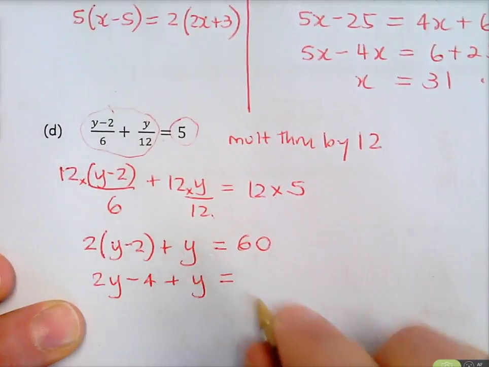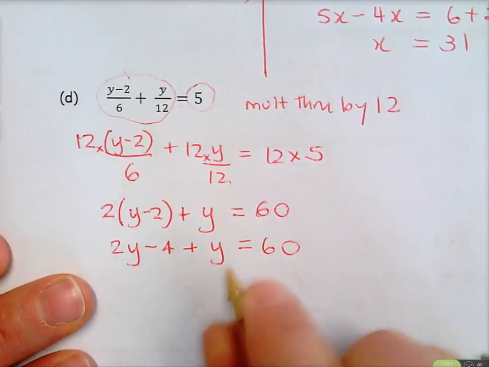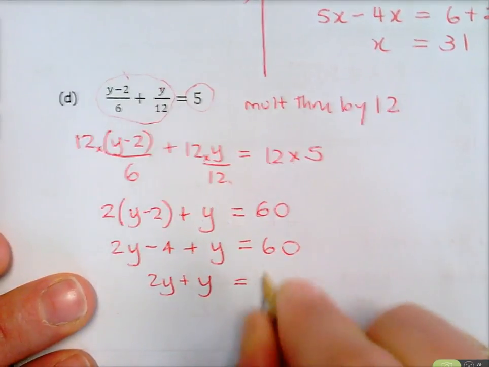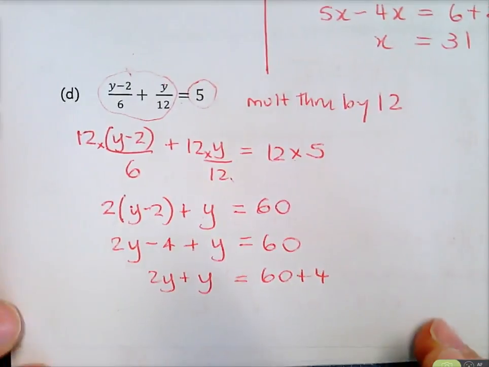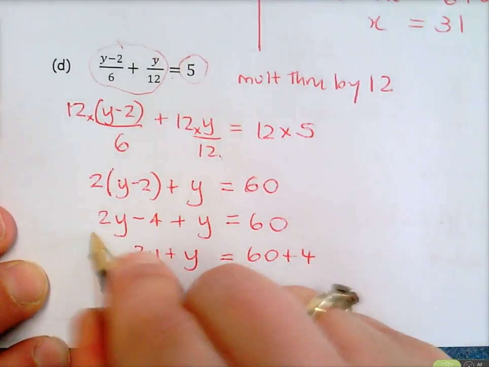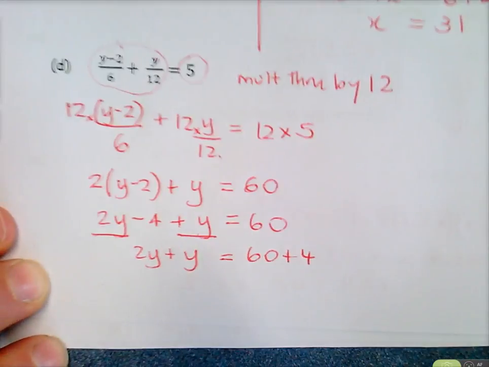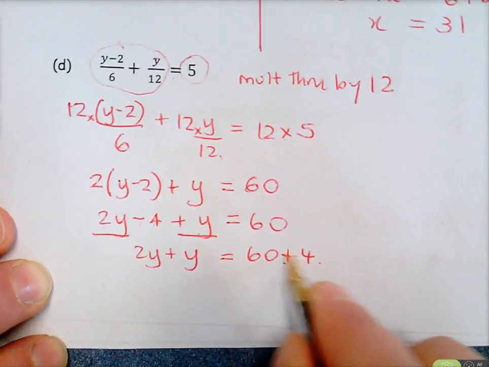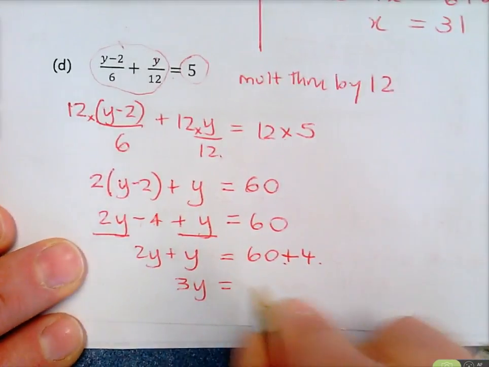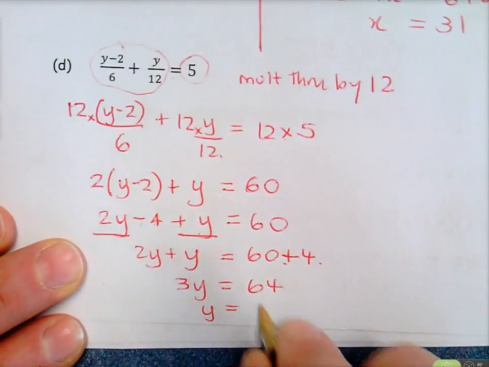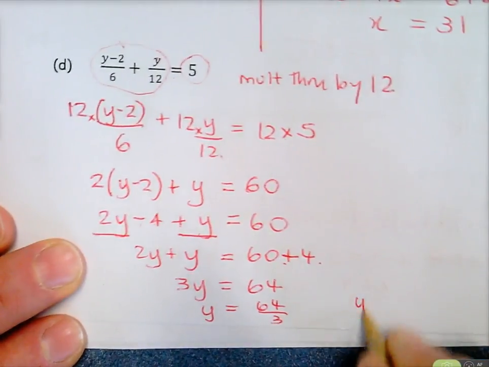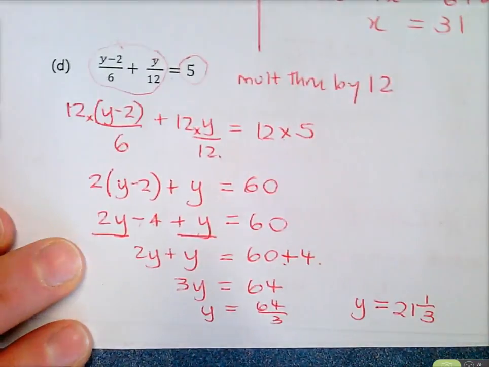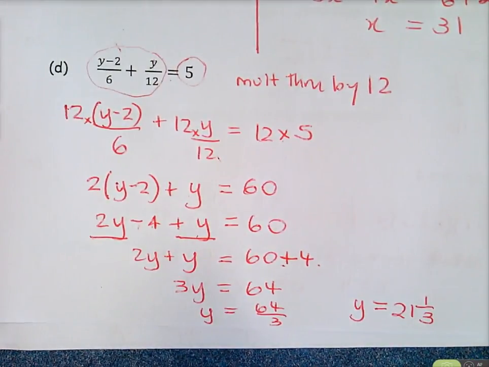Now expanding, 2y minus 4 plus y is 60. 2y plus y is 60 plus 4. It is not 2y minus y. Look, 2y plus y, and the minus 4, inverse operation is plus 4. So we've got 3y is 64. Therefore, y is 64 over 3. y is 21 and a third. You can leave it as 64 over 3, no problem.